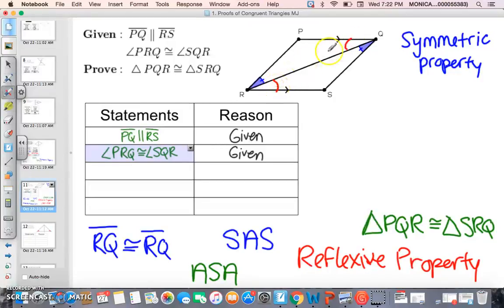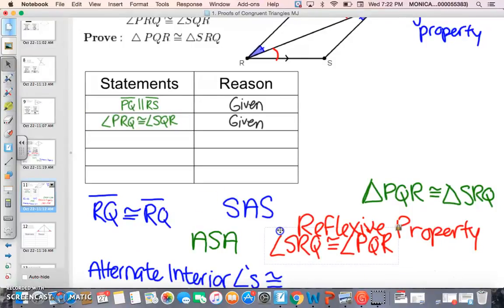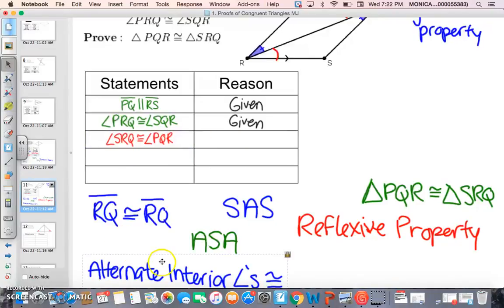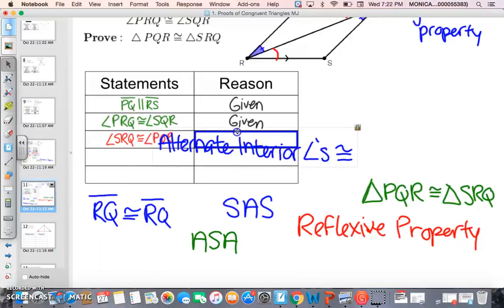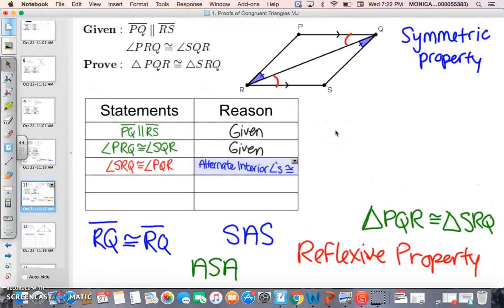And if you remember this from Module 1, those are called alternate interior angles. They're inside the parallel lines. So I can also say that these angles are congruent. And that is again because parallel lines cut by a transversal create alternate interior angles that are congruent. All right, so I'm almost done, but there's one more piece of information right here.